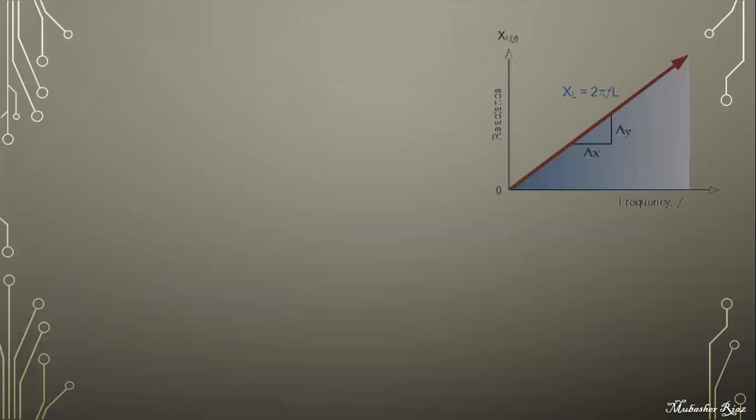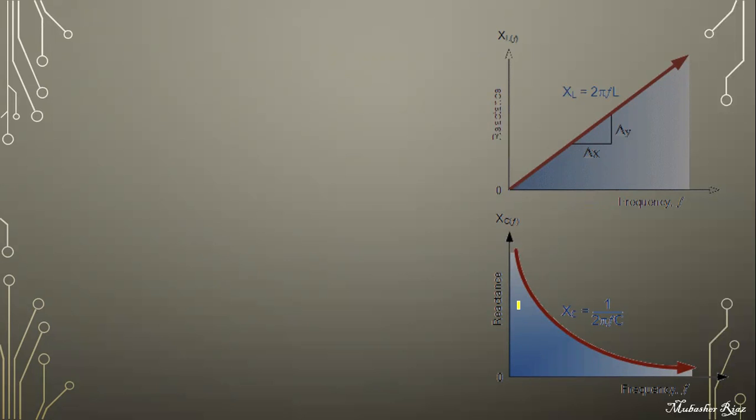And the relationship between inductive reactance, capacitive reactance with frequency can be described with the help of a graph. So in this graph, along y-axis, there is inductive reactance. And along x-axis, there is frequency of AC source. And this is the graph which is in the form of a straight line. And it shows that inductive reactance is directly proportional to the frequency of AC source. So with increase in the frequency, inductive reactance also increases.